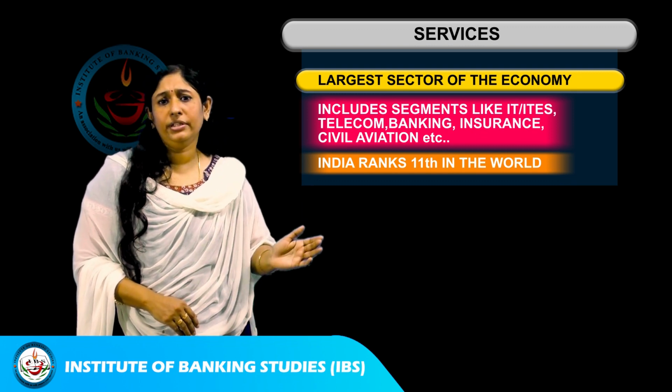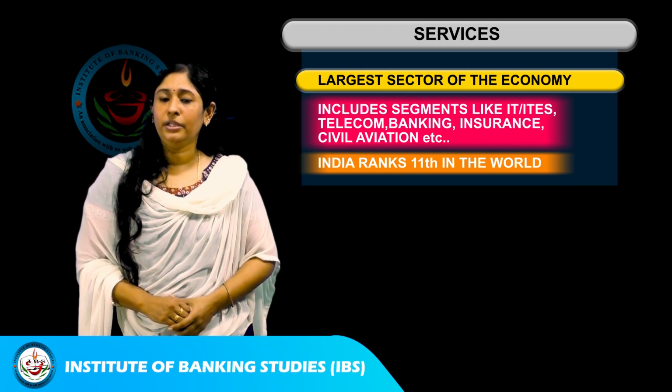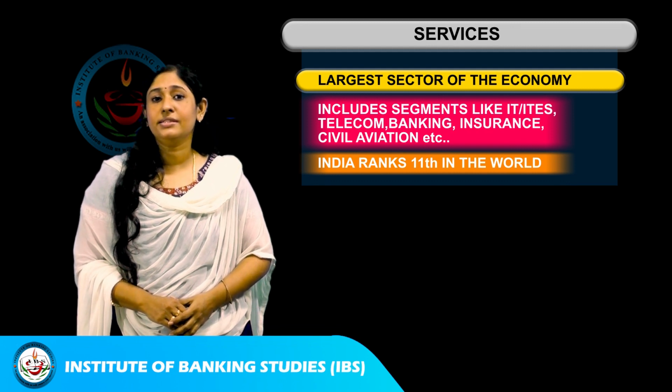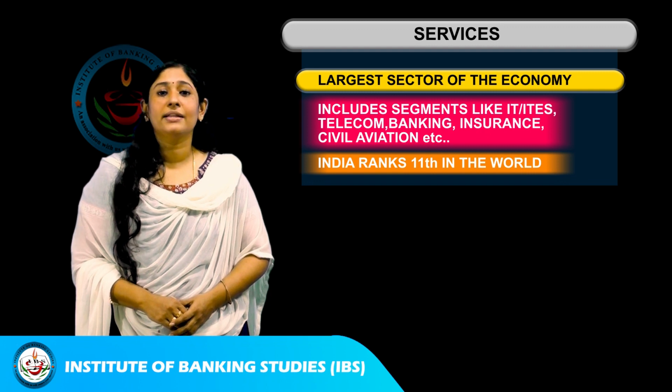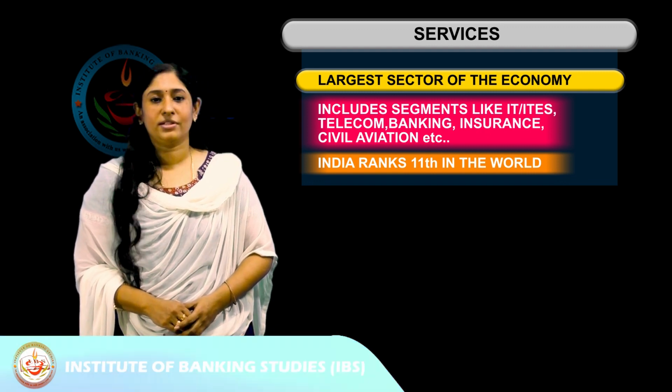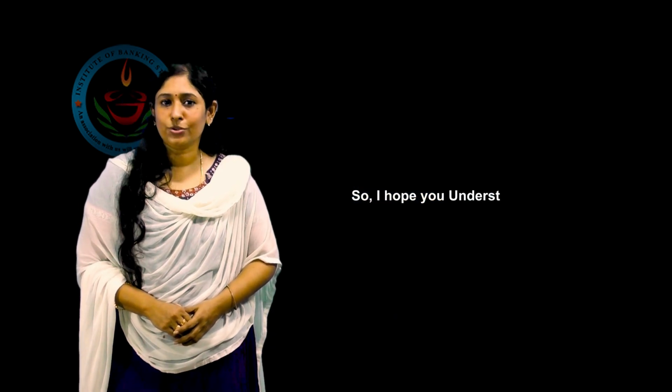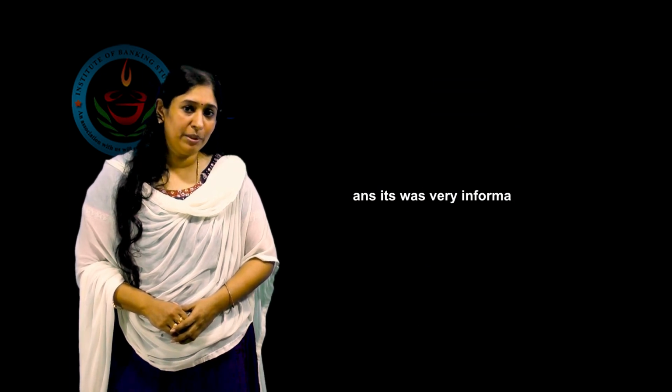So these were the three sectors of the economy. Agriculture and allied activities, that is the primary sector. The industrial sector was the secondary sector and the services sector was the tertiary sector. So I hope you have understood today's class and it was very informative to you.